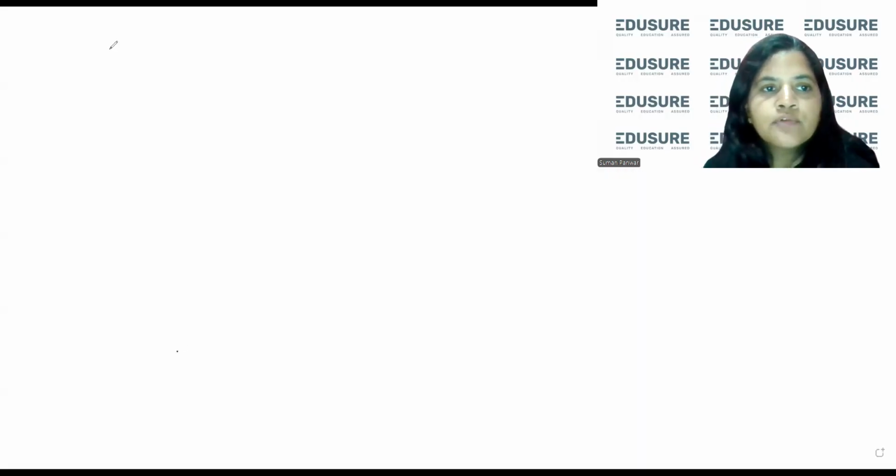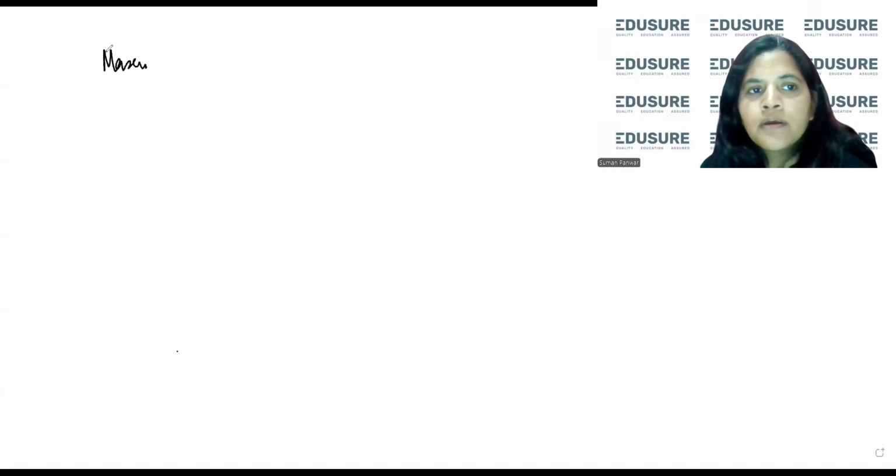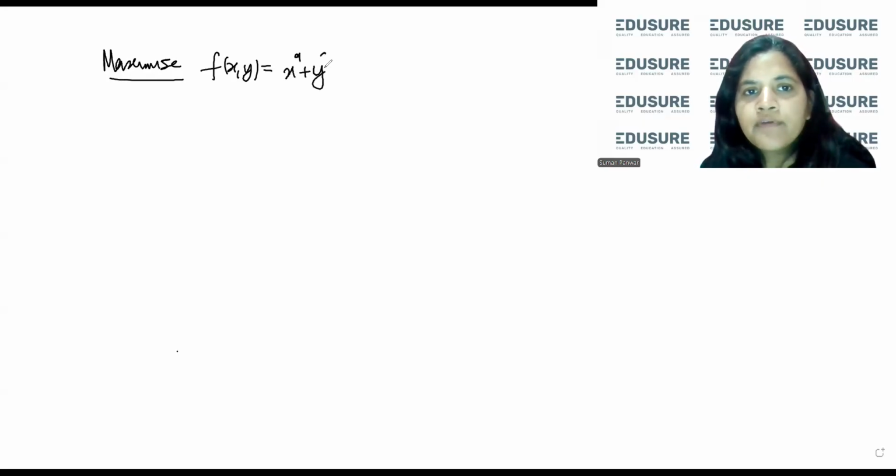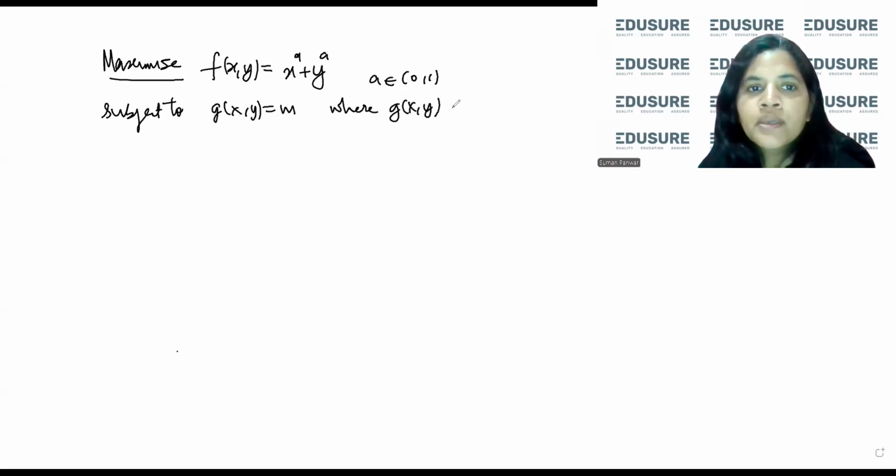So what are we supposed to do? We are supposed to maximize f(x,y) = x^a + y^a, a belonging to the open interval (0, 1), subject to g(x,y) = m, where g(x,y) = px + qy.